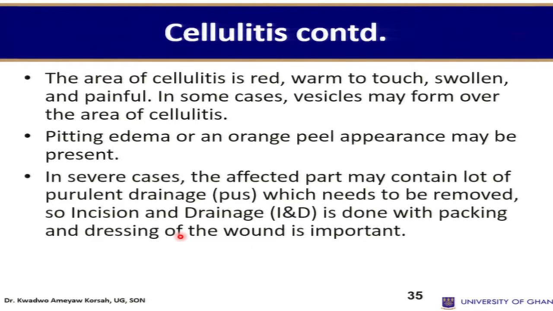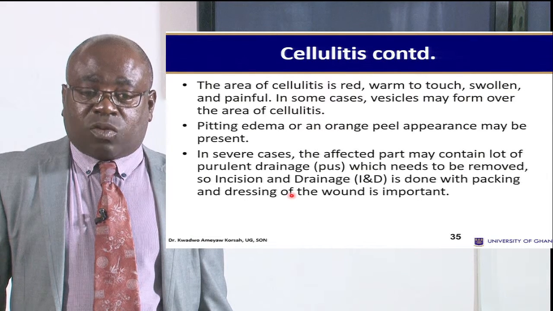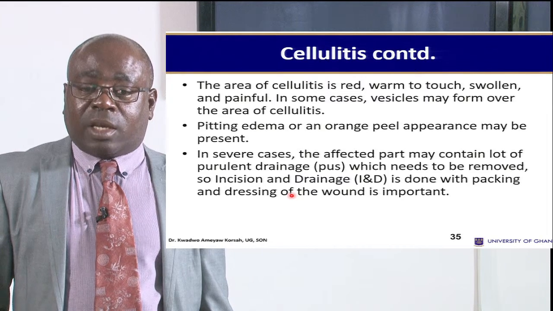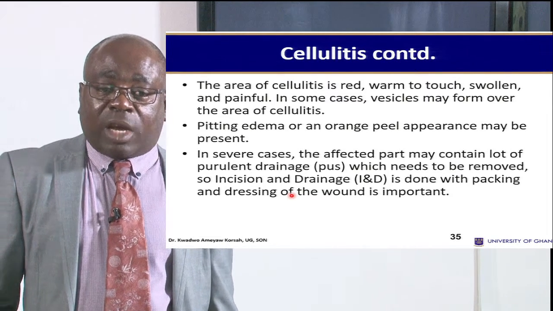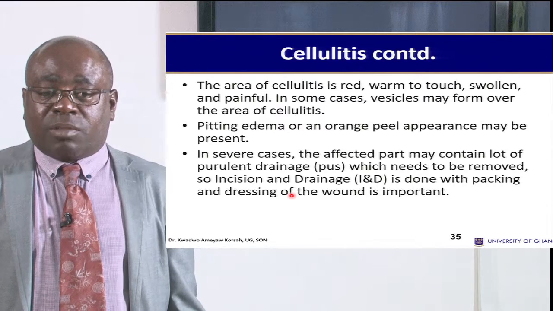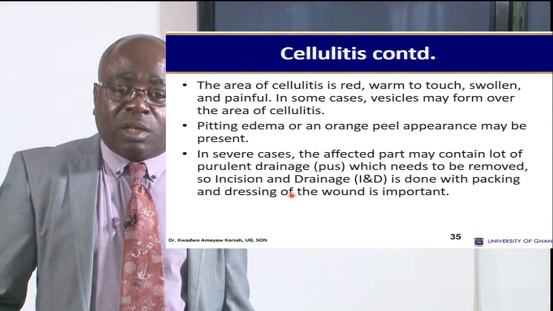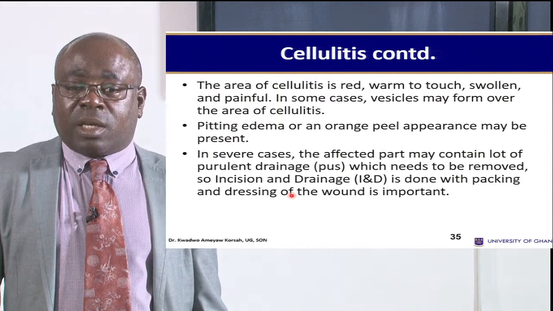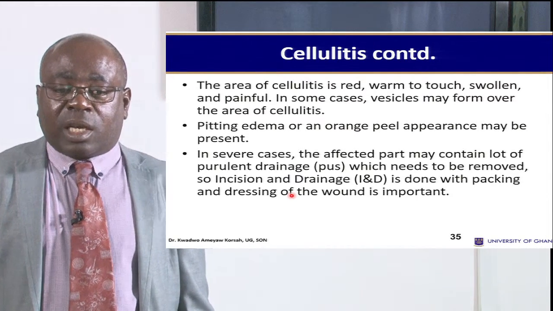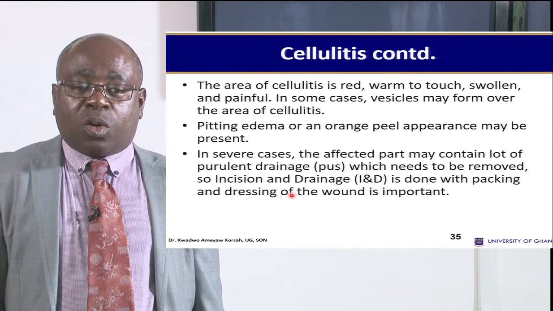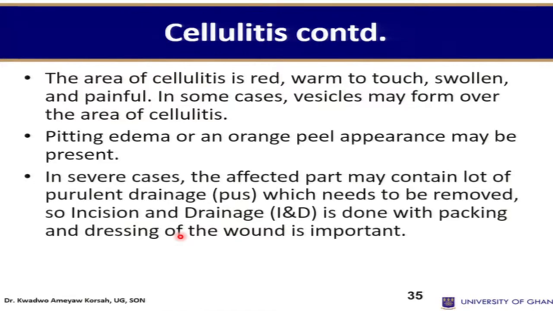Now when I say vesicles may be formed, you understand what a vesicle is. Vesicles are clear lesions formed on the affected areas, filled with clear fluid. So in the initial stages, it may look like the person has a blister on the affected area, and that may be the initial manifestation. In some cases you can also have pitting edema or an orange peel appearance, and in severe cases the affected part may contain a lot of pus which needs to be removed.